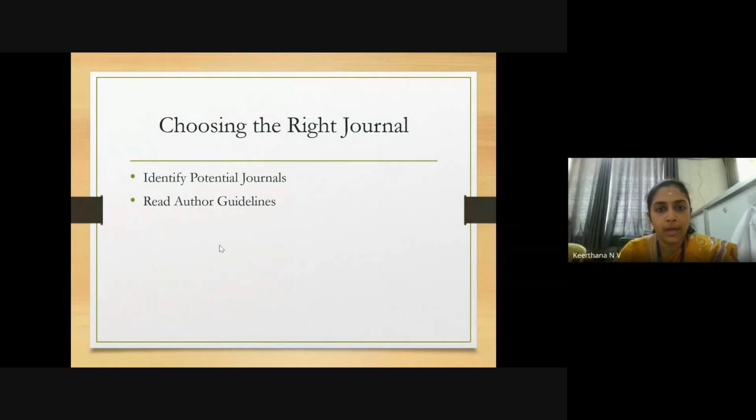First, you have to find potential journals according to your domain. Next, you have to read the author guidelines given in the journal. Clearly read the author guidelines, because every journal will have its own author guidelines. So before writing a paper, you first read that.